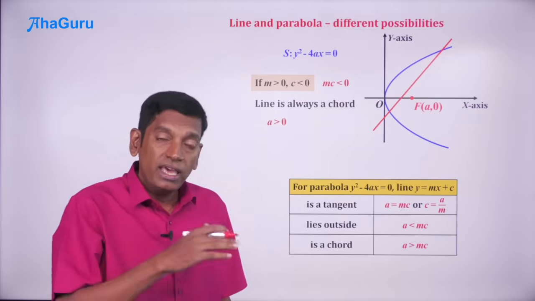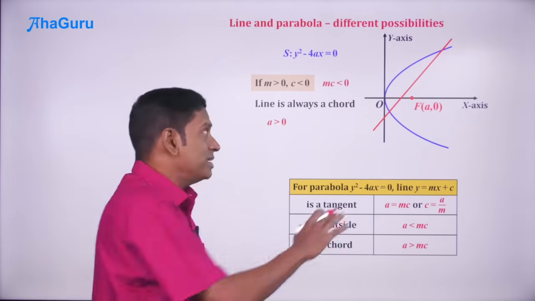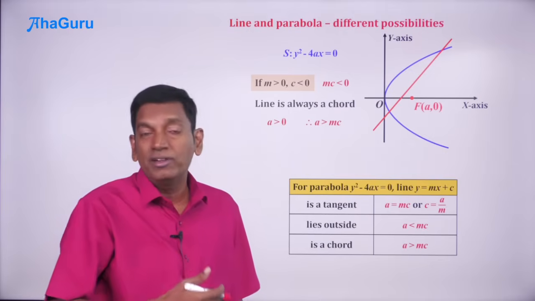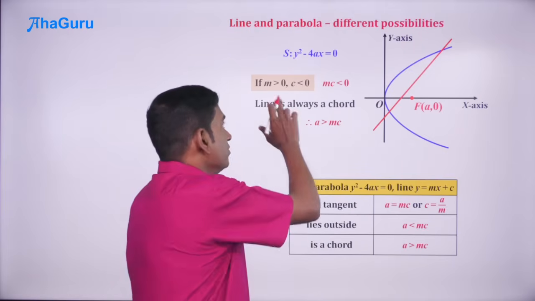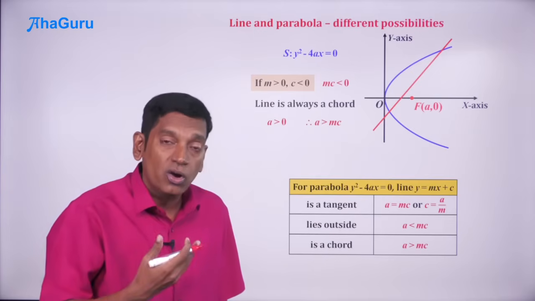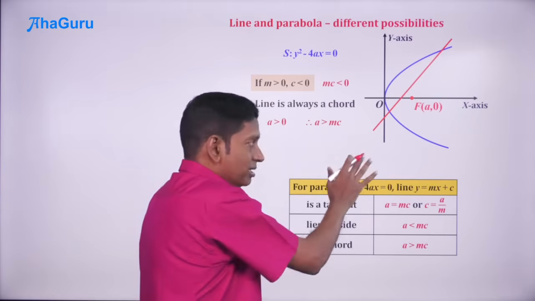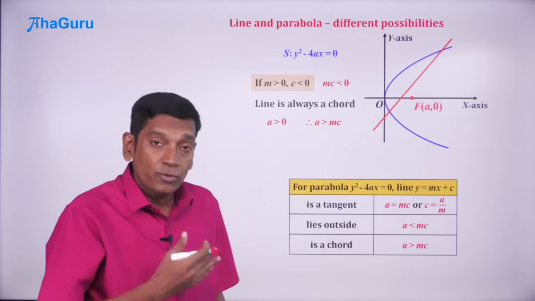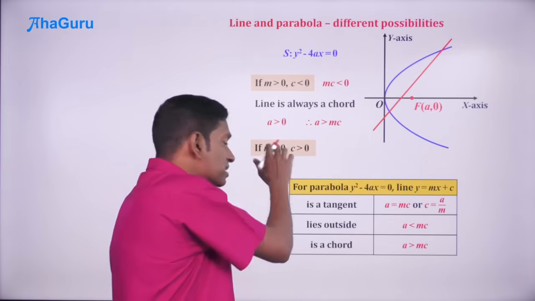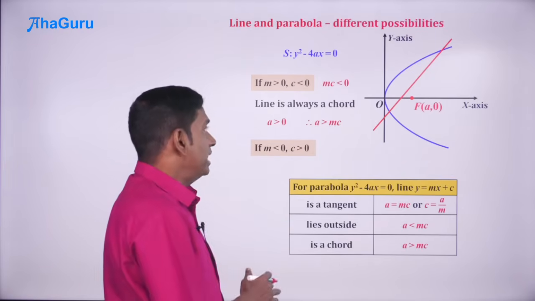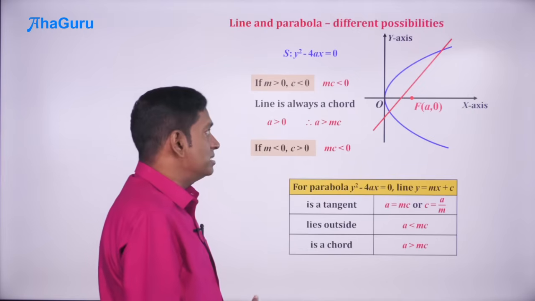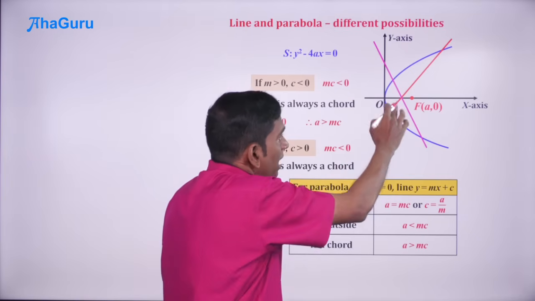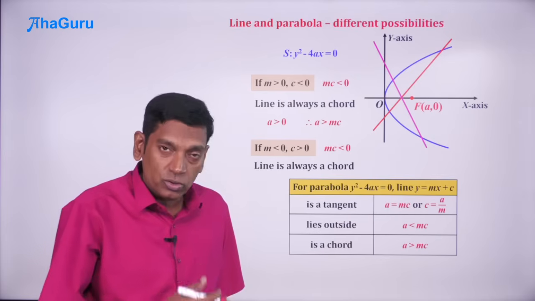That means a will definitely be greater than mc, mc negative in this particular case. So a greater than mc is obvious, you don't even have to look at the values. So a line with m greater than 0, c less than 0 will always be a chord. So this is one way to remember that mc is negative, a is positive, means a is greater than mc, so therefore it is always a chord. Of course, another way this can happen is if m is less than 0, c is greater than 0. Then again here also mc is less than 0 and the line will look like this. Negative slope and positive intercept, that is also going to be a chord.